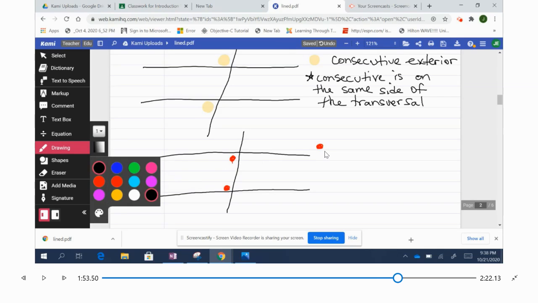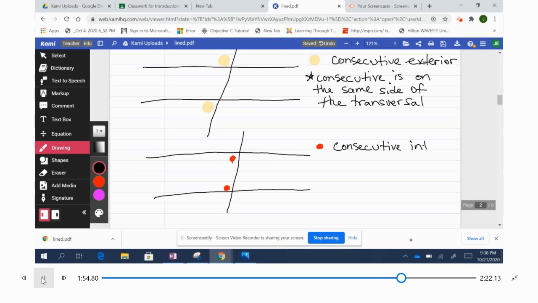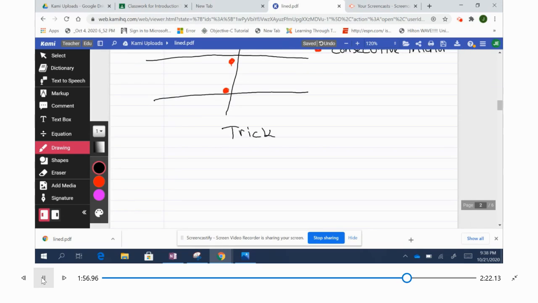So that's going to be consecutive interior, same side of the transversal, and in between.